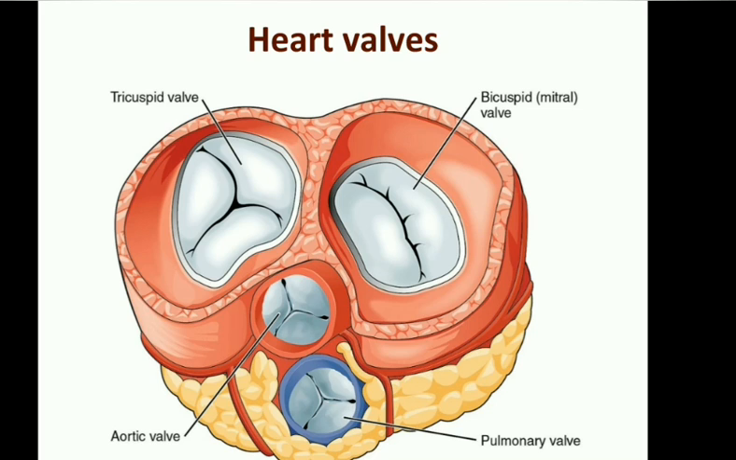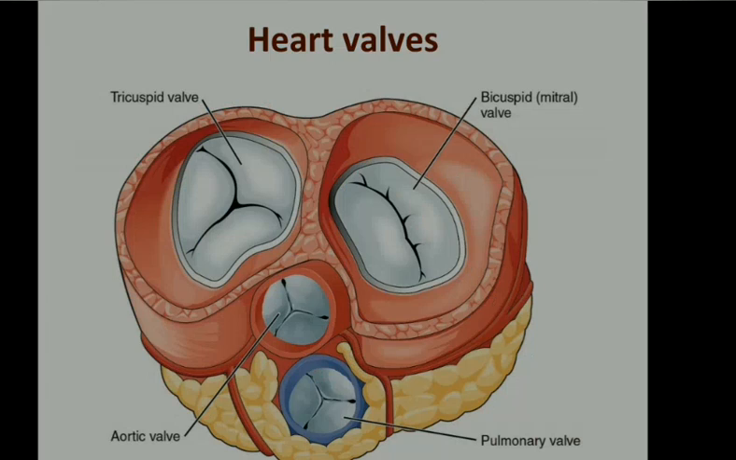Now is the aortic semilunar valve. As the name suggests, it is located at the point of origin of the aorta from the left ventricle. These are also three in number and pocket shaped.